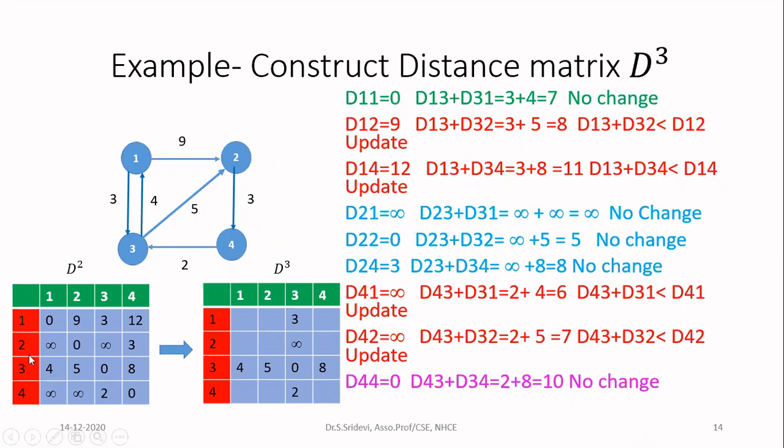So from 1 to 3, the distance is, go to the row 1 and column 3. Here distance is 3. Then from 3 to 4, from row 3, column 4, the distance is 8. When you add 3 and 8, we are getting 11. The previous cost is 12. Now we are decreasing the cost. So when there is a reduction in the cost, you need to update it. So this also I'll be updating.